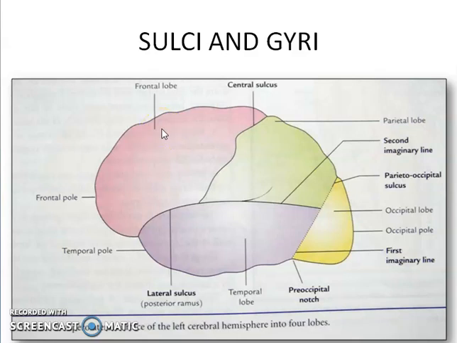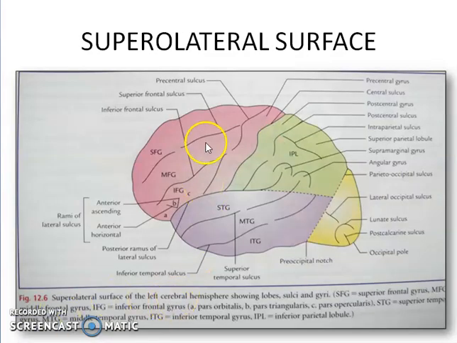Now let's study the various sulci and gyri on the various surfaces of the cerebral hemisphere. We have seen on the superior lateral surface the important sulci: the central sulcus, the lateral sulcus, and the parieto-occipital sulcus, and there were 2 imaginary lines, this one and the other one. Thus we have divided this area into various lobes: the frontal lobe, parietal lobe, temporal lobe and occipital lobe. Now let's see the sulci and gyri on each of the lobes.